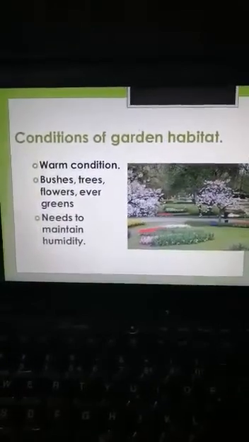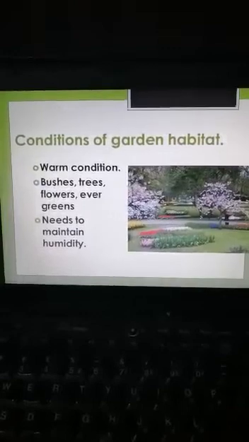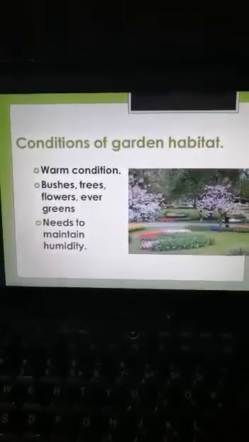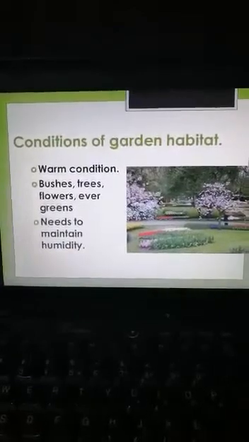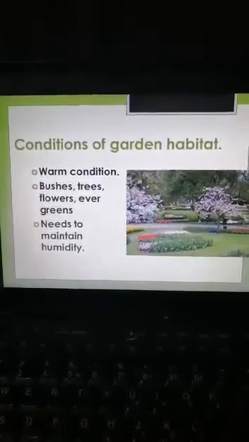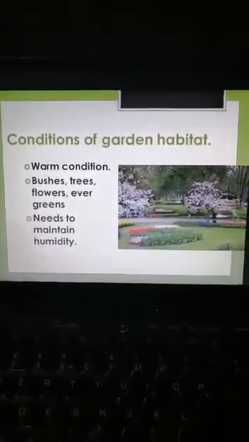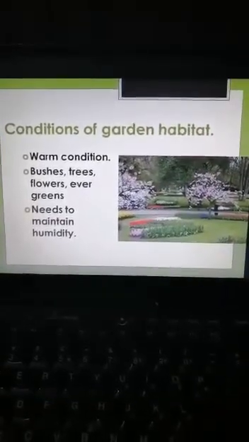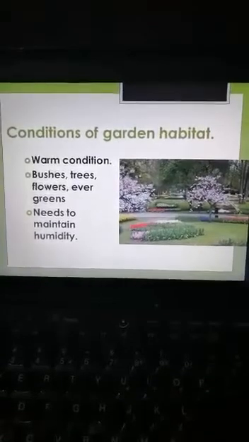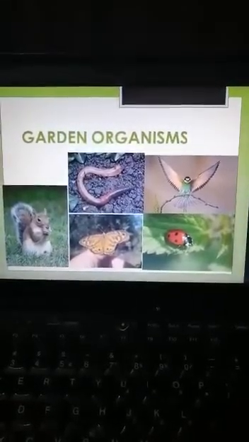The climatic conditions of gardens are humid and a little bit warm, which serves the plants better. Bushes, trees, flowers, and evergreen plants are found here, and we need to maintain humidity. That's why we water the plants from time to time, just to maintain the humidity around. Garden organisms include birds, snails, ladybirds, and squirrels. These organisms are found in the garden habitat.